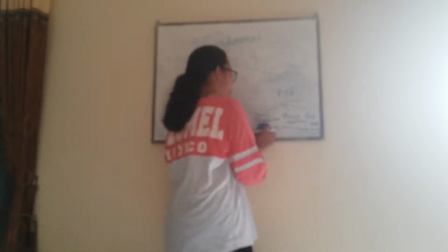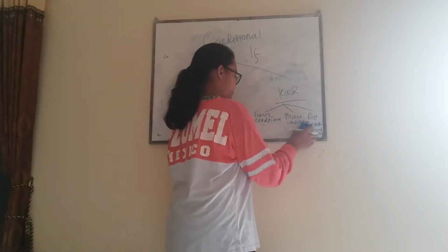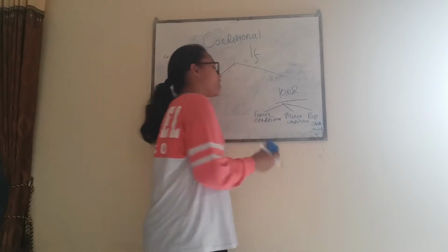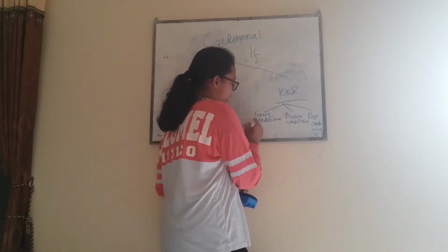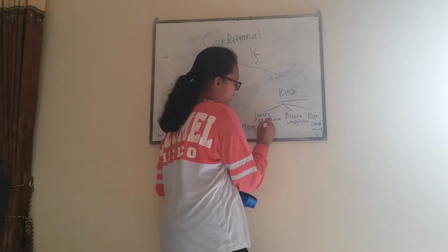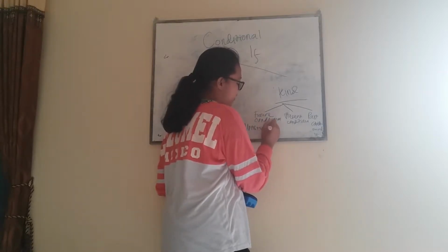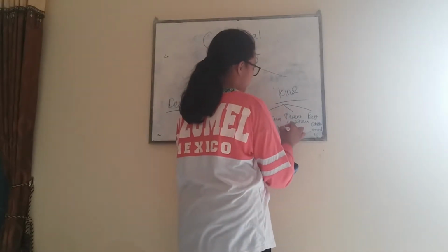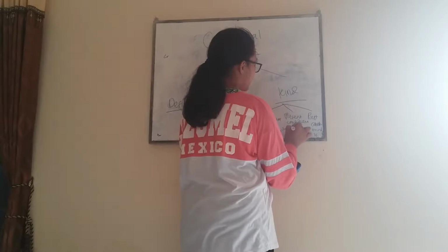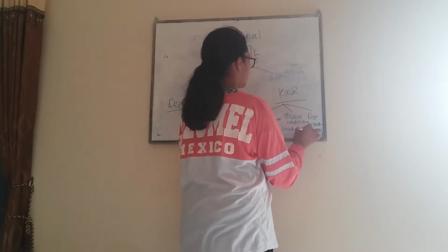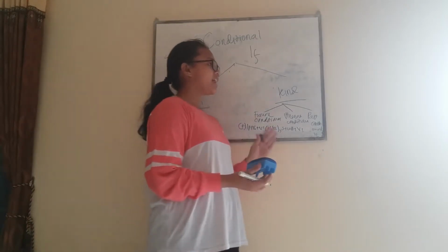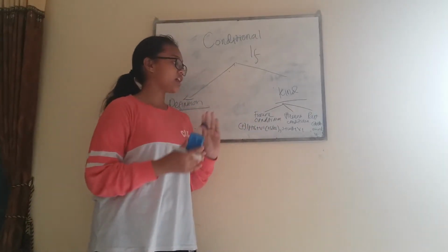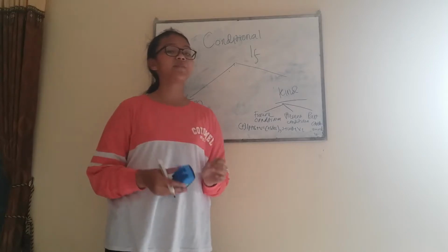Now we go to verbal pattern. Verbal pattern in positive is if plus subject plus verb 1 or plus s or es, comma, subject plus will plus verb 1. For the example, if I go to Jakarta, I will visit my grandma's house next time.